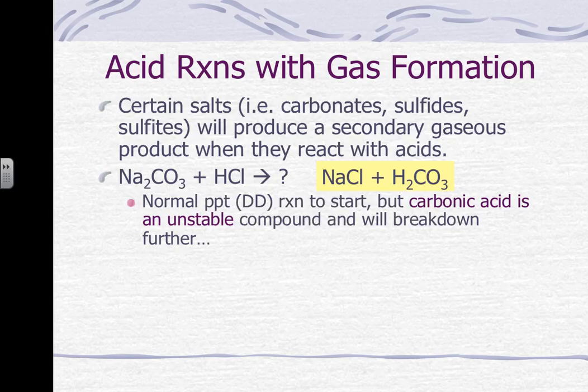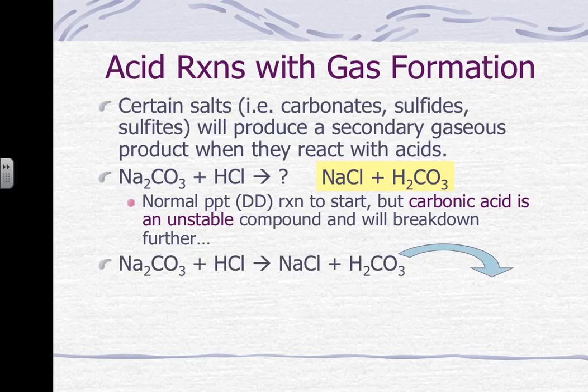This is a normal double displacement reaction, obviously, but carbonic acid is actually unstable. And when this compound is formed in aqueous solution, it will break down further. And this is what will happen. So here's the reaction we just talked about. But this H2CO3, this carbonic acid, will actually break down into H2O and CO2. In other words, water and carbon dioxide.